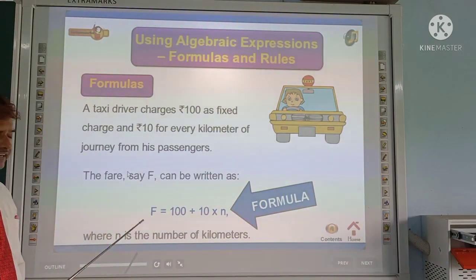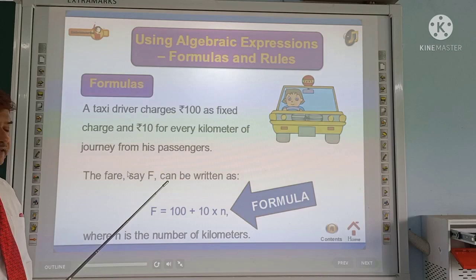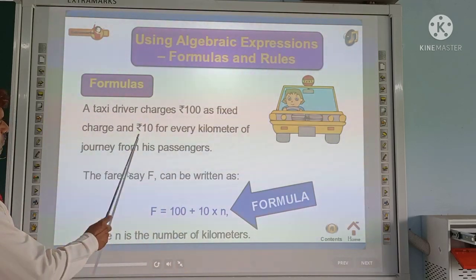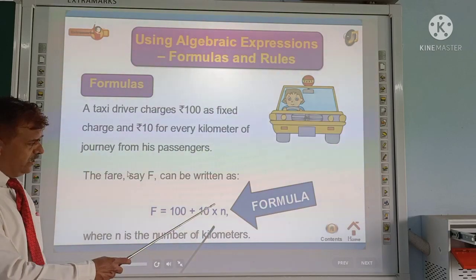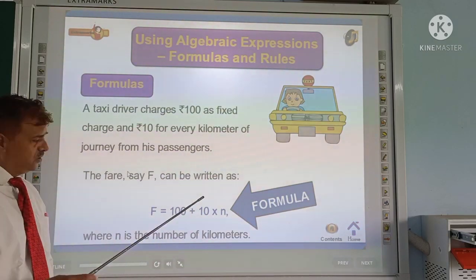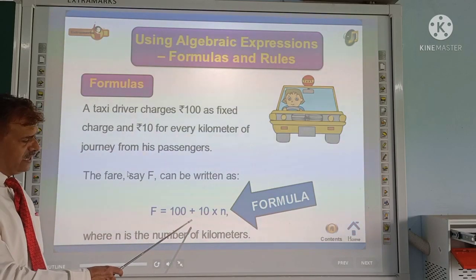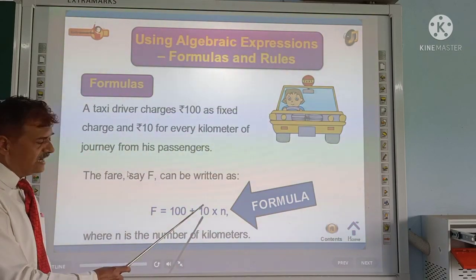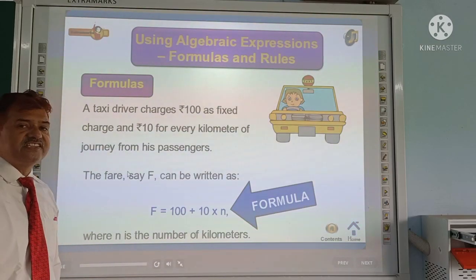Total fare is the fixed charge plus 10 into n, rupees 10 for every kilometer. So 100 plus 10 into n kilometers. Okay, so the formula is F = 100 + 10n, where 10 is multiplied with n kilometers and 100 is the fixed charge.